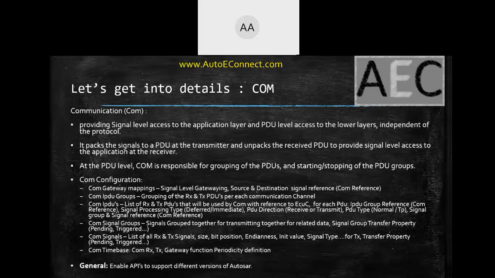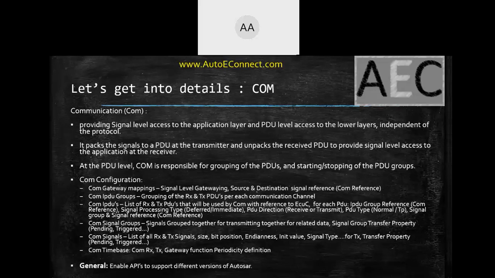And you can see here, PDU level access to the lower level. In the upper layers, above this COM module, that is the application and the RTE, you will have signal level access. For the layers below, it is PDU level access, irrespective of whatever the protocol is: CAN, LIN, Ethernet.